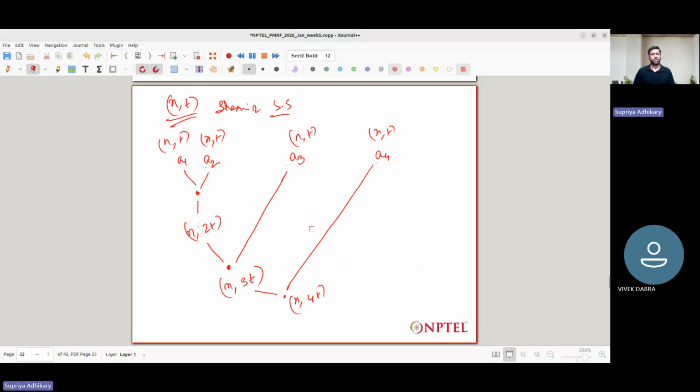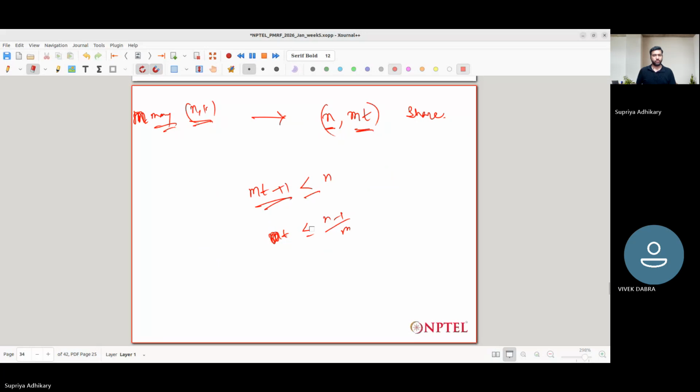If we multiply N many elements together, that should give us 2t. This should give us 3t. This should give us 4t, because we add them together, so the degree would be added up. We multiply M many elements together, so that would give us N comma MT. So then MT plus one many parties should be able to reconstruct the secret. The optimal resilience.